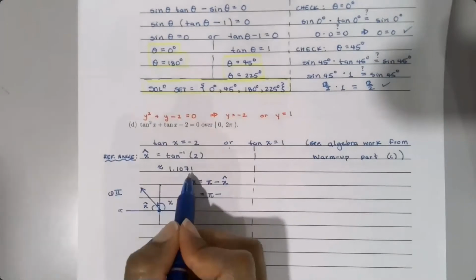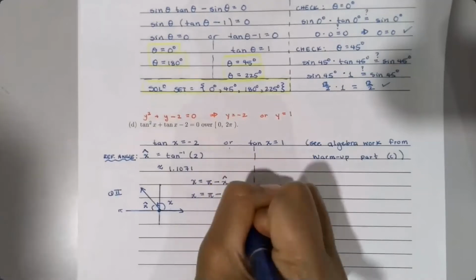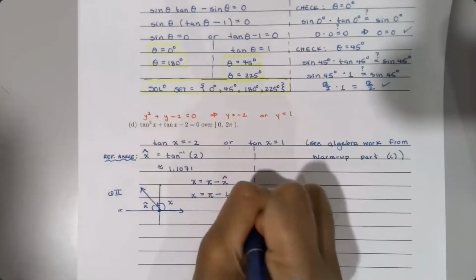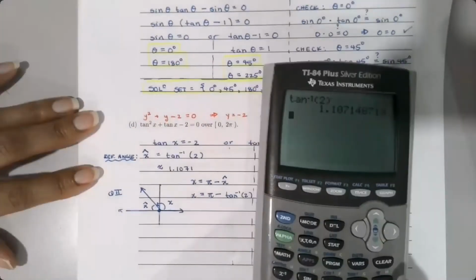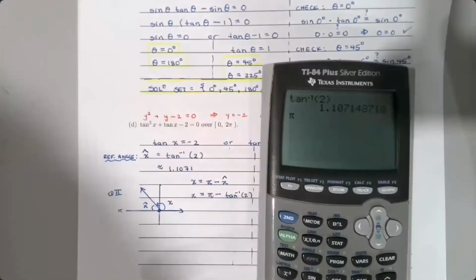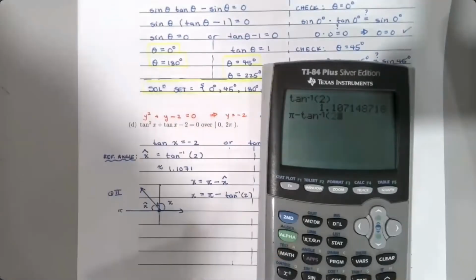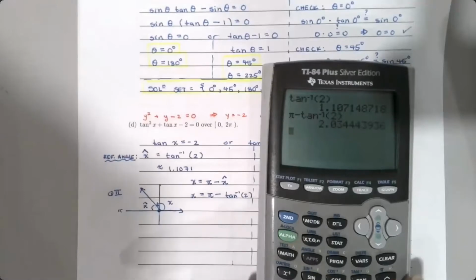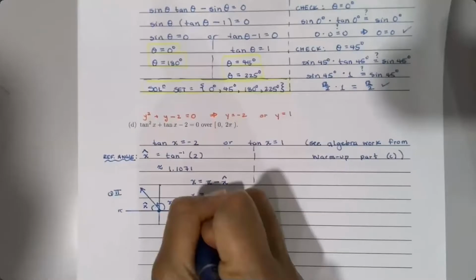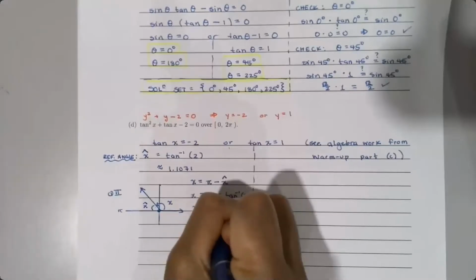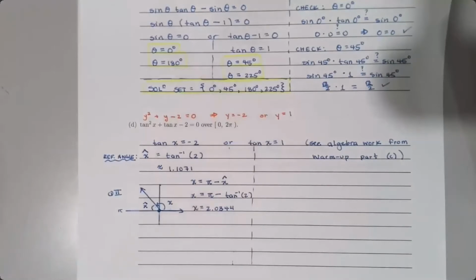1.1071, which was an approximation. To keep it more precise, we can use the original tan inverse of 2 and punch it into the calculator. So let's see what that gives us. I have pi minus tan inverse of 2. That'll give us 2.0344 approximately. So that's one possible answer.